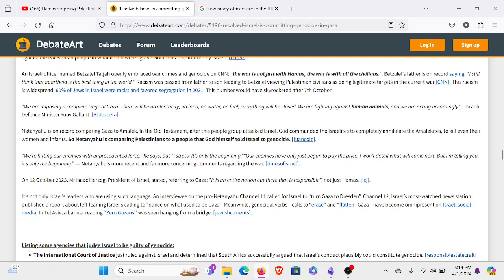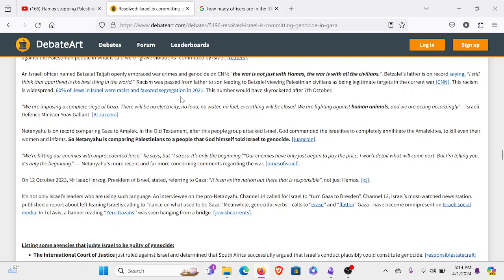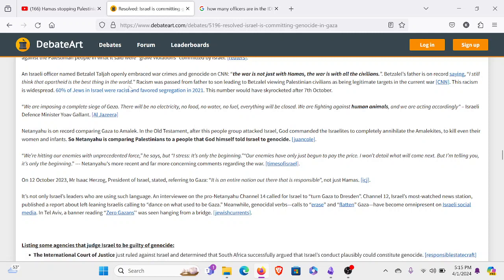60% of Jews in Israel were racist and favored segregation in 2021. Okay, well, I kind of want to click on that to read what that means. But I won't. I'm just going to say that 60% of Jews were racist and favor segregation. So you're using the fact they favor segregation to call them racist. Fine. You should probably say favor segregation, because I'm sure they weren't asked if they were racist and they said yes. However, what this is not showing is that they want to genocide anybody. You can think of people as inferior to you without saying that you don't respect their right to live. It doesn't mean shit.